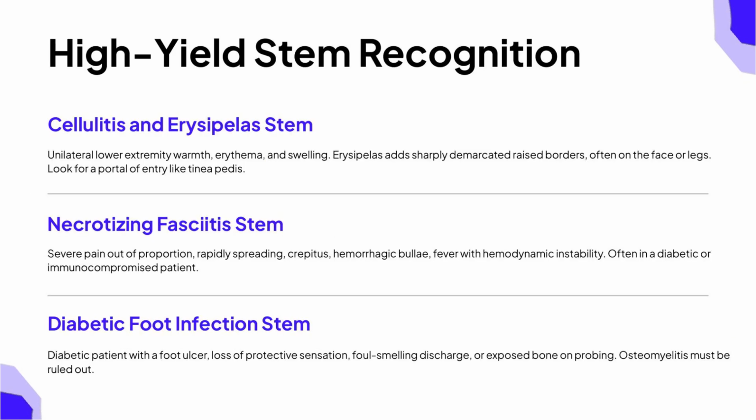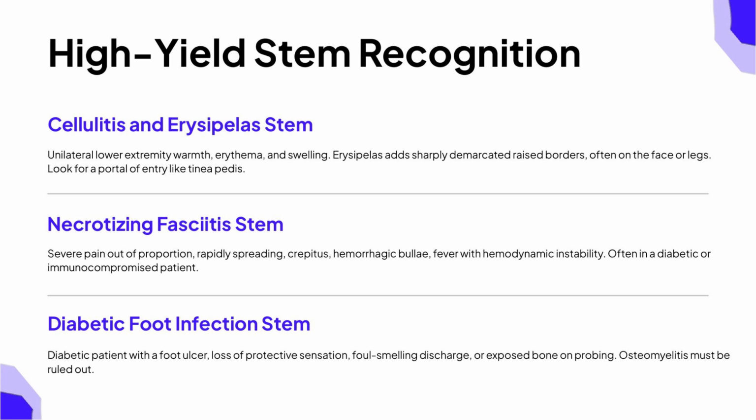Now let us look at 3 high-yield stem patterns you will encounter. First, the cellulitis and erysipelas stem. You will see unilateral lower extremity warmth, erythema, and swelling. For erysipelas specifically, they will describe sharply demarcated, raised borders, often on the face or legs. Always look for a portal of entry like tinea pedis or a break in the skin.